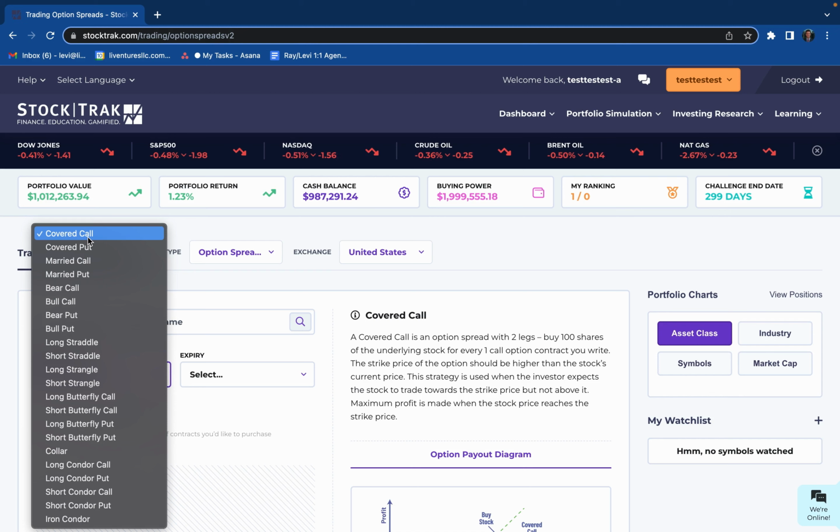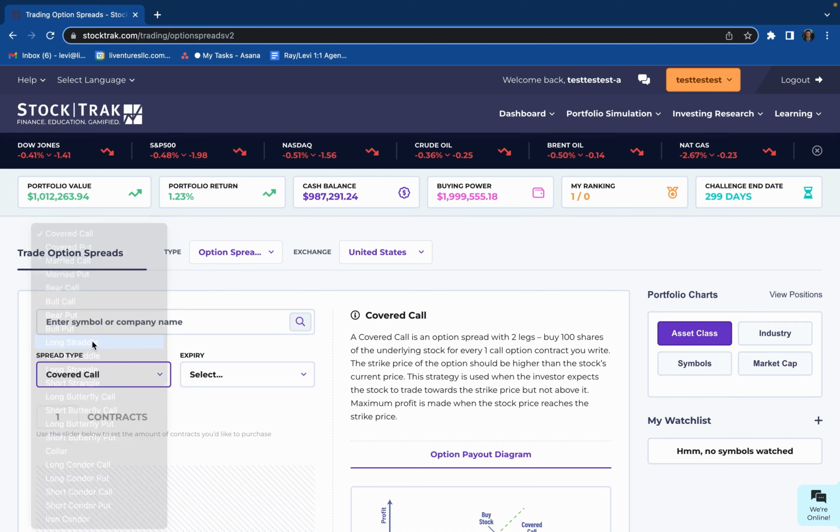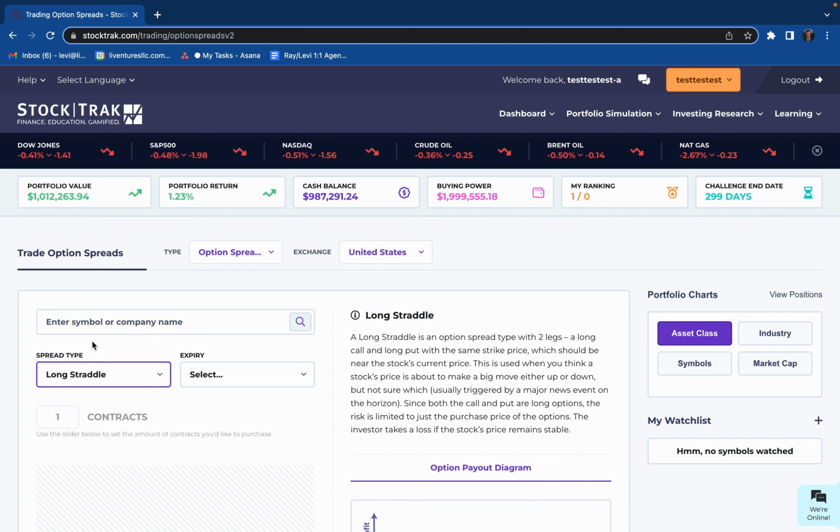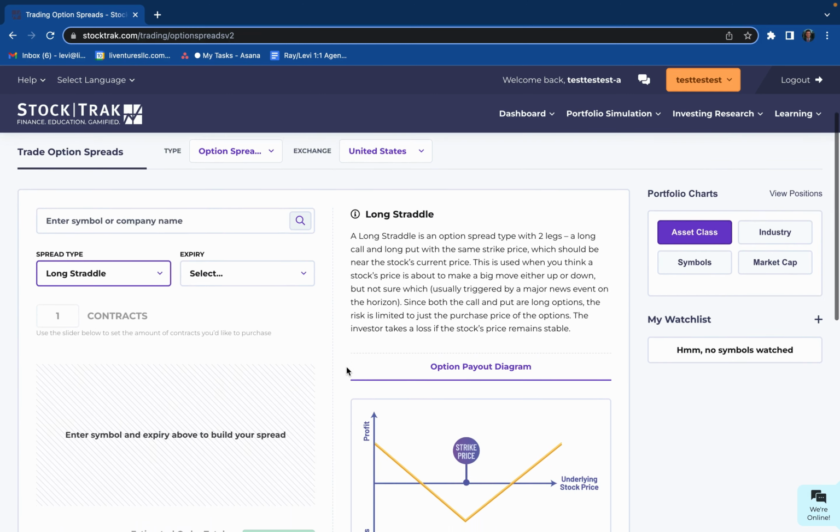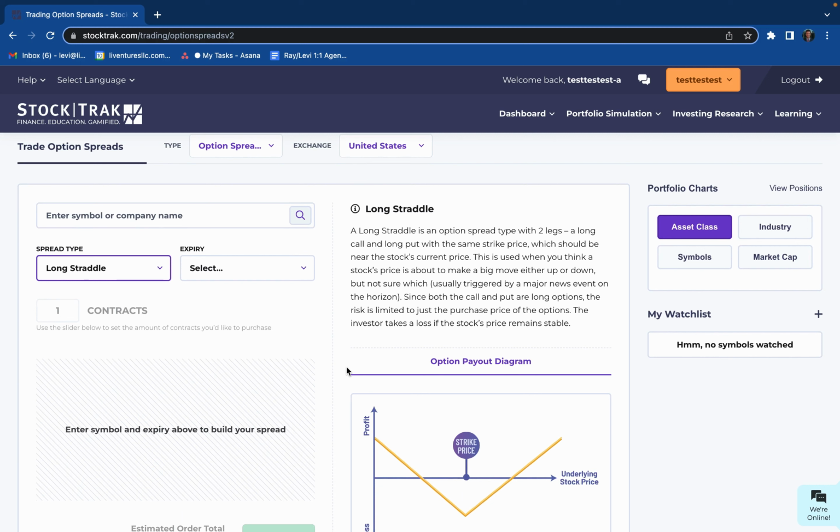So let's try one of my favorite option spreads, the long straddle. Before we decide which stock we want to trade a long straddle, let's read a little bit about it. And like I said, for every option spread that we have, this description pops up on the right here, and it will tell you exactly what the strategy is good for and how to execute it.